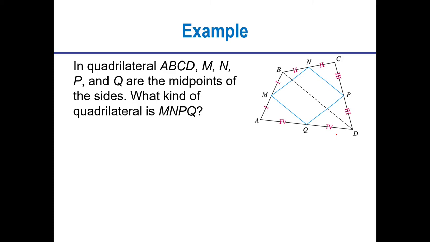In this example, we have a quadrilateral ABCD. The points M, N, P, and Q are the midpoints of the sides. What kind of quadrilateral is MNPQ? So we want to know what kind of quadrilateral is the quadrilateral in blue. And we're given that the points N, P, Q, and M are midpoints of the sides.